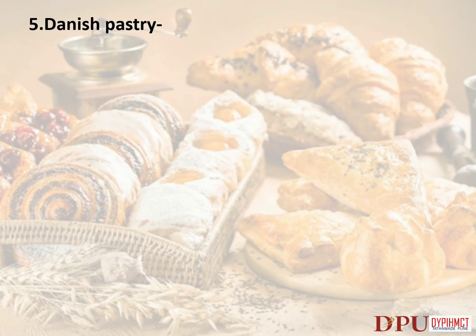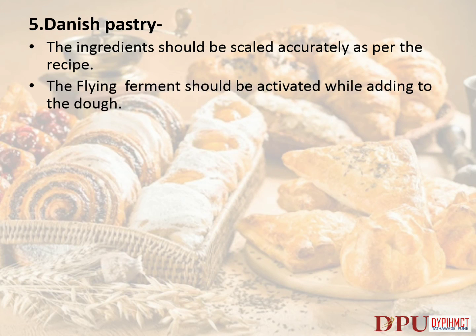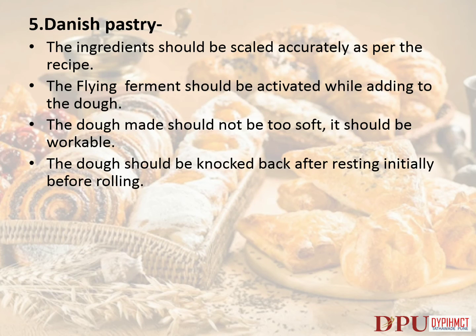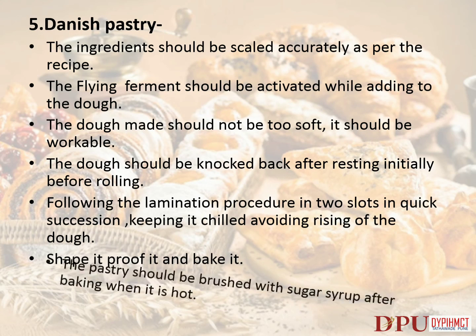5. Danish pastry. The ingredients should be scaled accurately as per the recipe. The yeast ferment should be activated while adding to the dough. The dough made should not be too soft; it should be workable. The dough should be knocked back after resting initially before rolling. Follow the lamination procedure in two slots, in quick succession, keeping it chilled, avoiding rising of the dough. Shape it, proof it and bake it. The pastry should be brushed with sugar syrup after baking when it is hot.